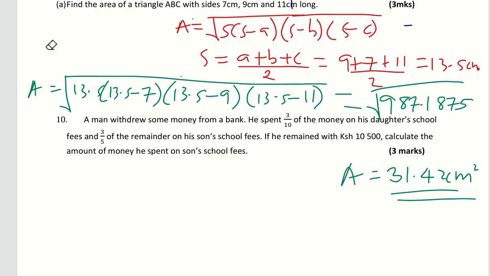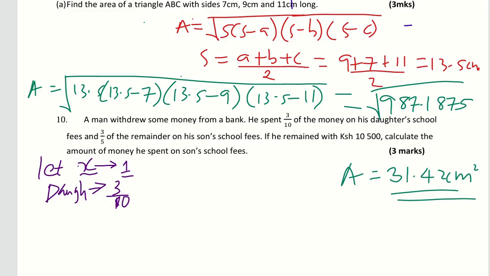Now the first thing is, always, let the amount of money withdrawn be X, and that X be equivalent to 1 whole, because the total of a fraction is 1. So in this case, we start with the amount of money spent on the daughter. Daughter is equal to 3 over 10. That is the fraction of the money spent on the daughter. Remember, the total fraction is equivalent to the total money, which is 1.